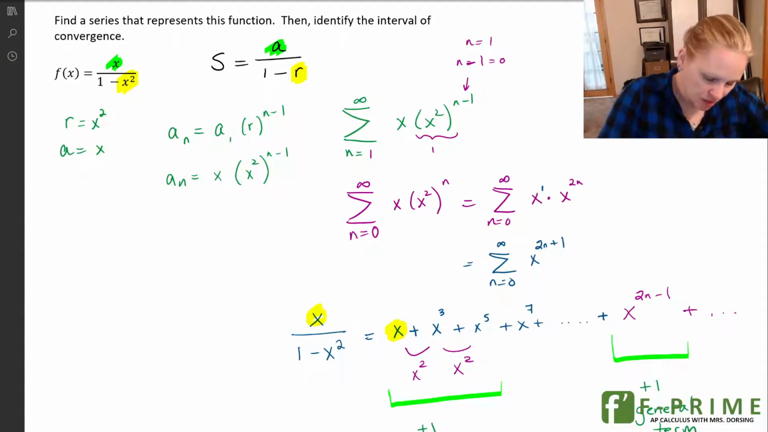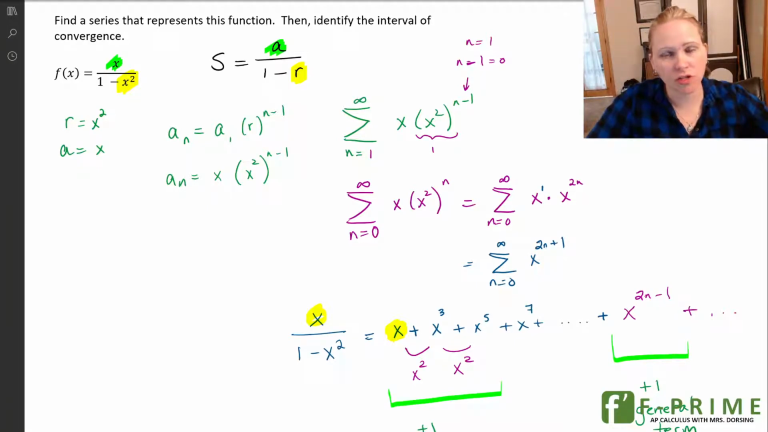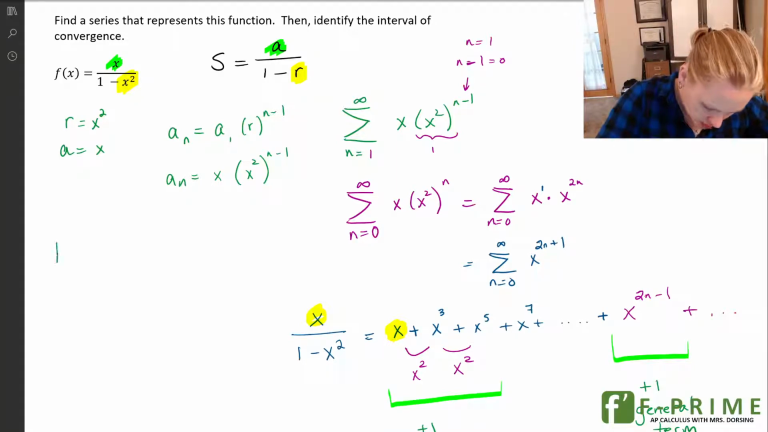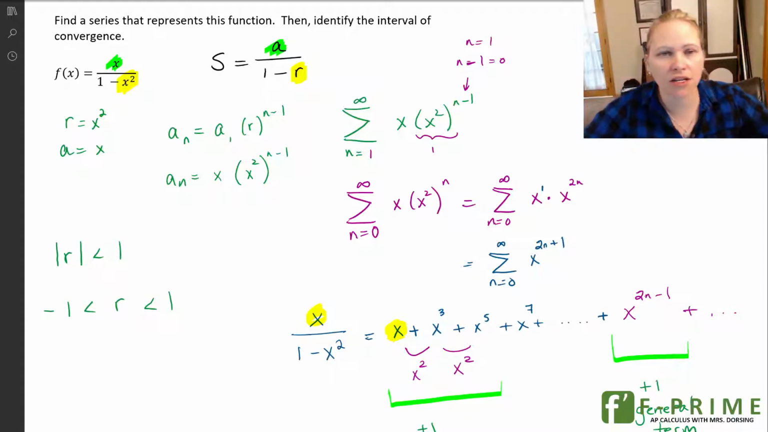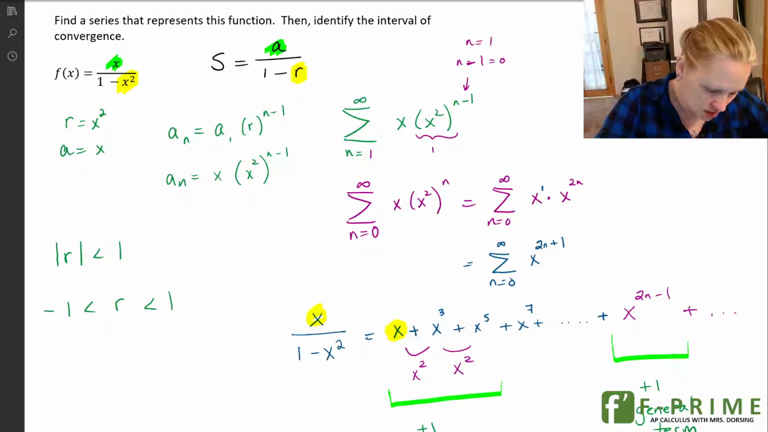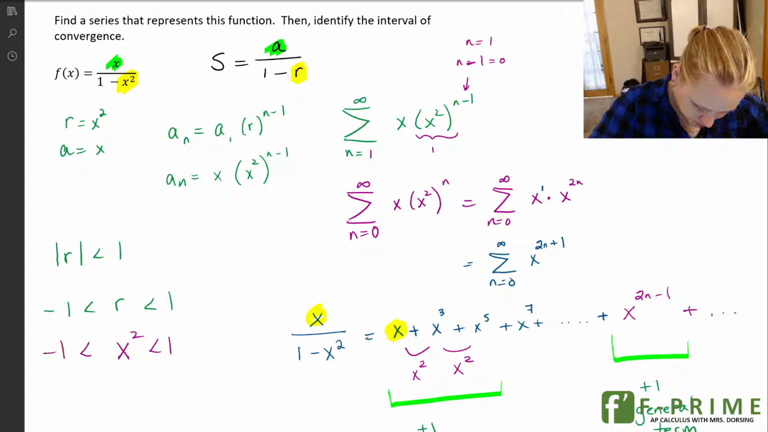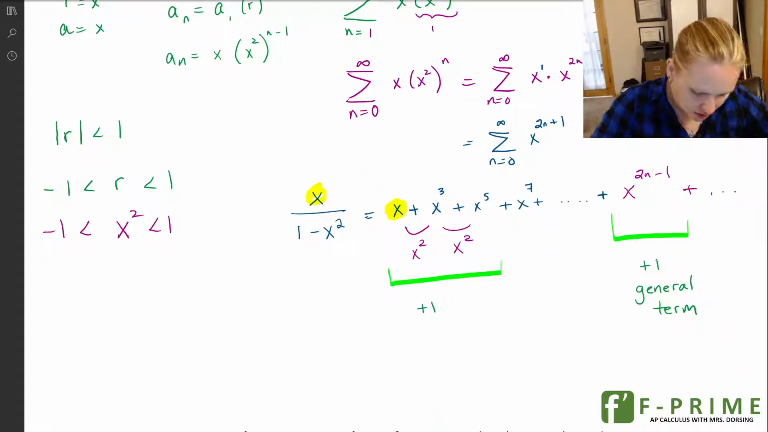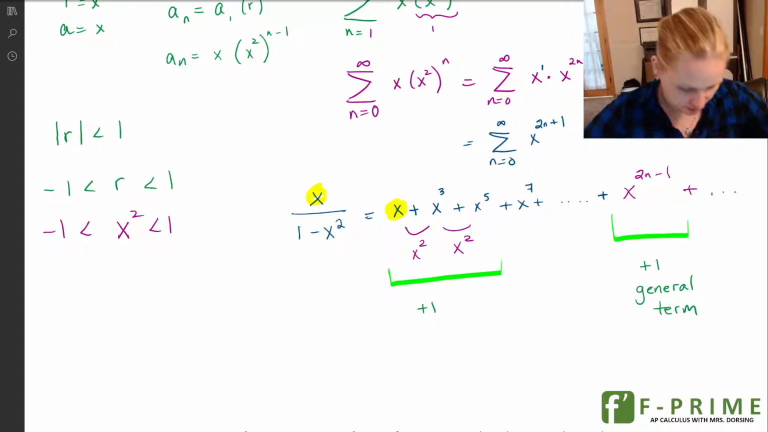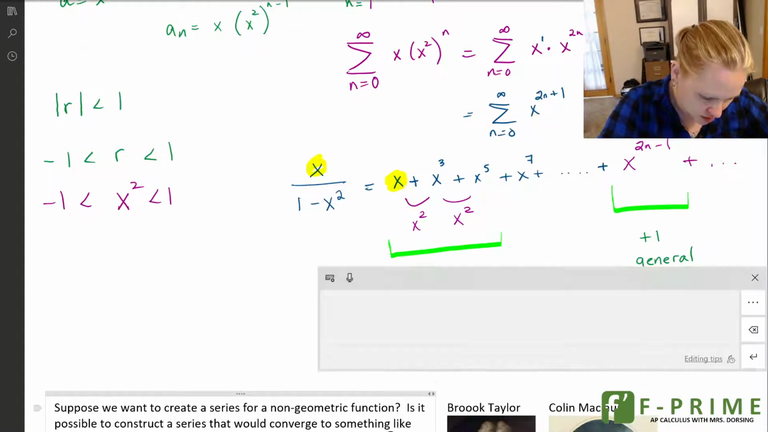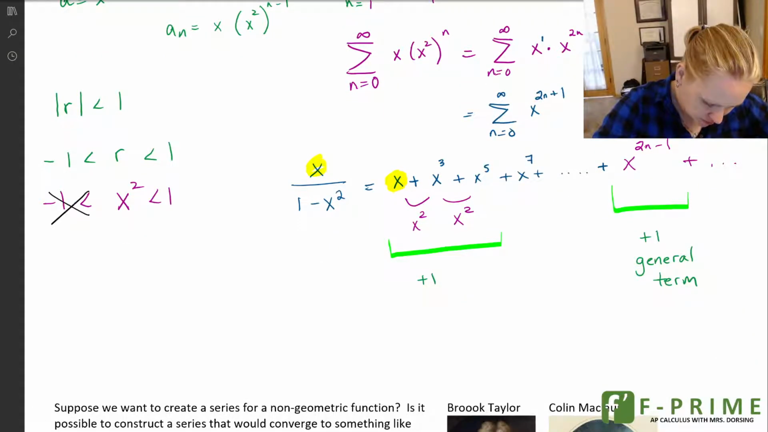Now remember, this series will converge for any value of x or any value of r, provided that it's between 1 and -1. So let's recall we have this rule: the absolute value of r has to be less than 1, meaning r has to be between positive and negative 1. So what I do is I say, well, x squared is my r, and I'm going to plug that in. Now, x squared can't be negative, so I'm just going to ignore this for the moment. And I'm going to deal with this.